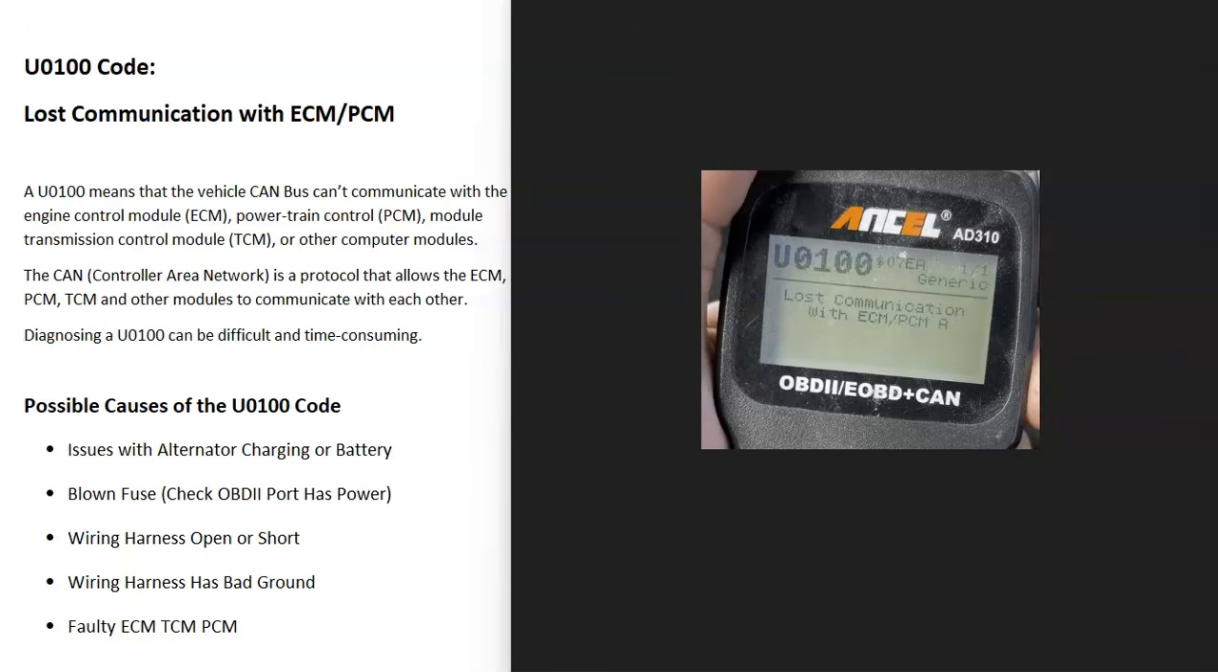So today I'll talk about a U0100 code, what it is and how you go about fixing it. And so what is a U0100 code? Well, it's a lost communication with ECM/PCM. And what does this mean?